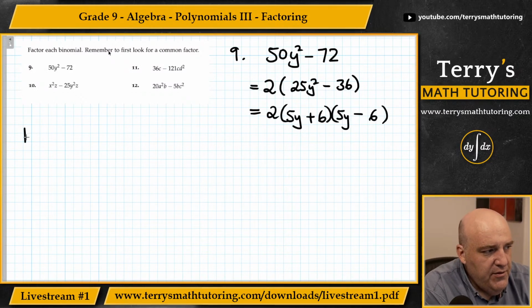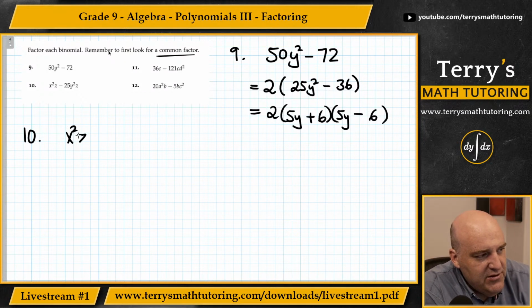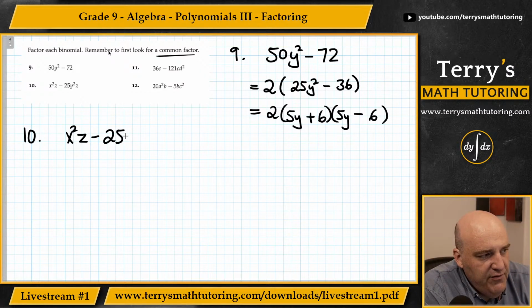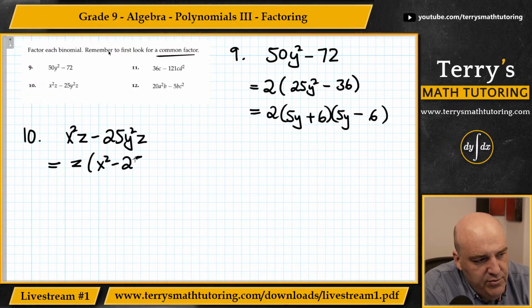Okay, so number 10. I guess we have the hint here that there's going to be common factors on these ones, so we need to keep our eye peeled for that. But like I mentioned before, on a real question, they're not going to tell us that. We just have to know that for ourselves. So is there a common factor here? Yes, z, right? Let's pull that to the front. And then we get x squared minus 25y squared.